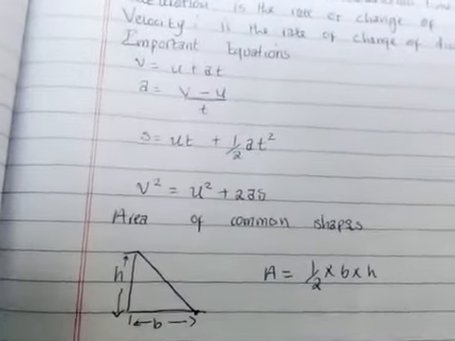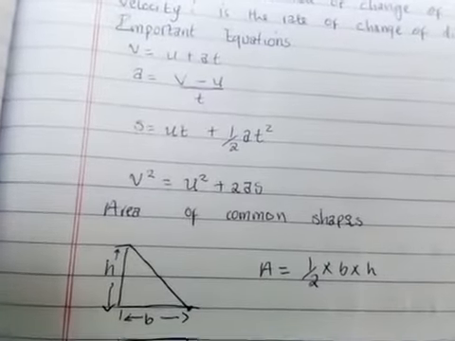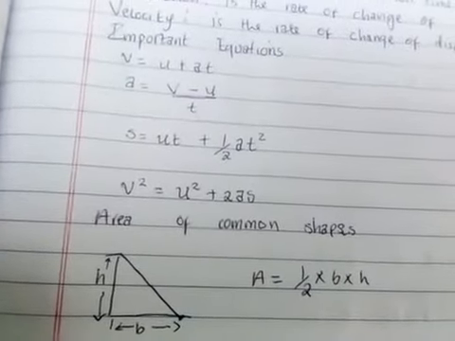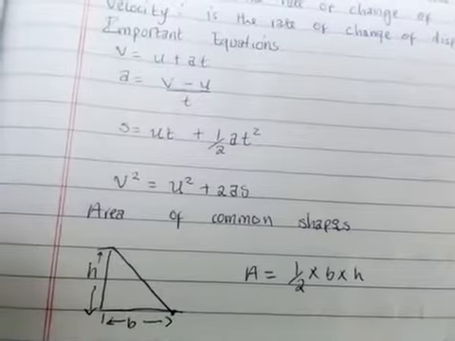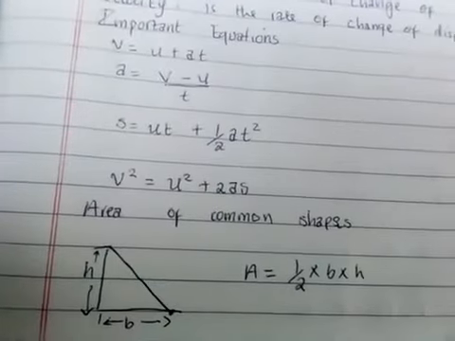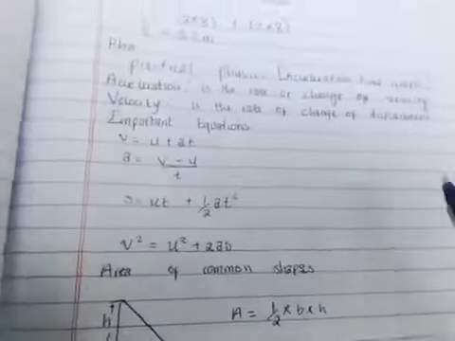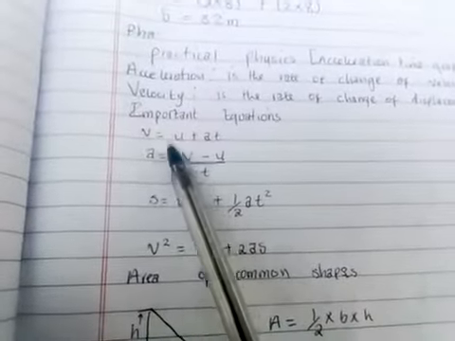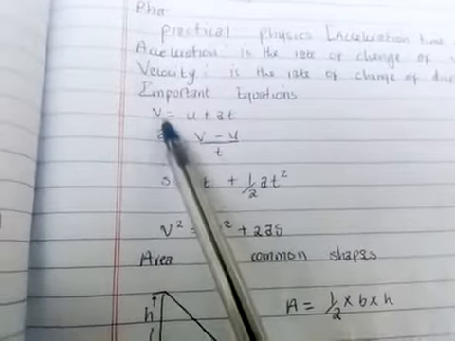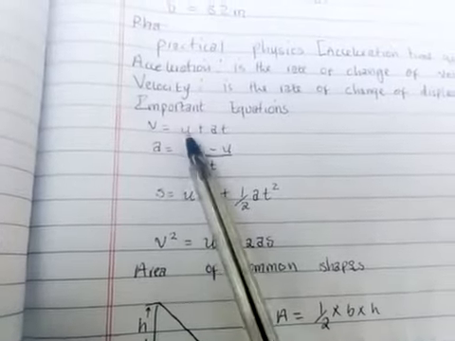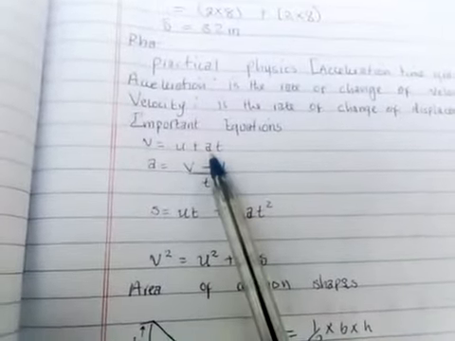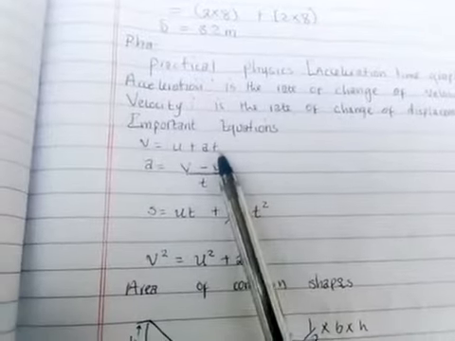Besides, you have to know some of the most important physics equations when dealing with acceleration time graphs. Some of them are, you have to know the equation for calculating the velocity, which is this equation here. V symbolizes the final velocity, U initial velocity, A acceleration, and then T just represents the time.